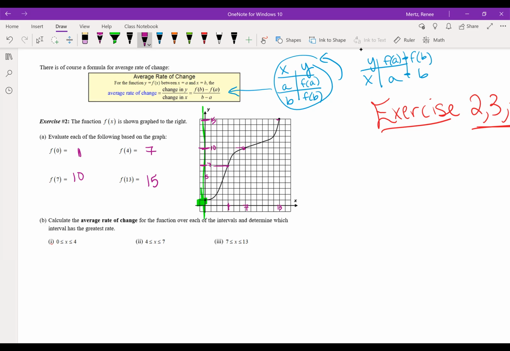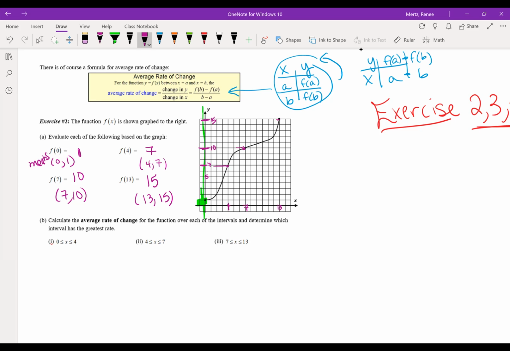So this means we have the coordinate 0, 1. This means we have the coordinate 7, 10. This means we have the coordinate 4, 7. This means we have the coordinate 13, 15. So you just have to know how to read those.